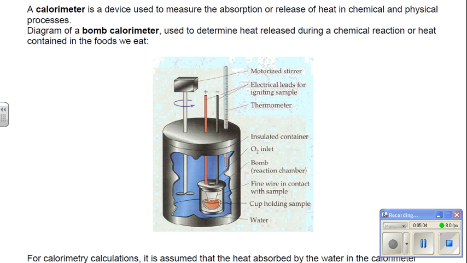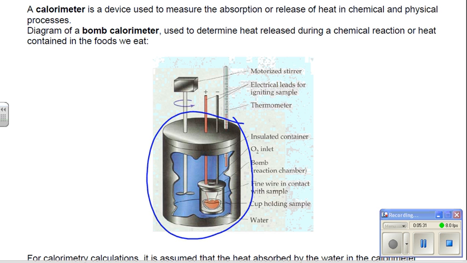It says a calorimeter is a device used to measure the absorption or release of heat in chemical and physical processes. The diagram of the bomb calorimeter is here. Now, let's look at this. Okay, we have a bomb calorimeter, and it's made of some material that allows for a very closed system. What I mean by that is this metal that it's made out of allows for very little heat to escape.